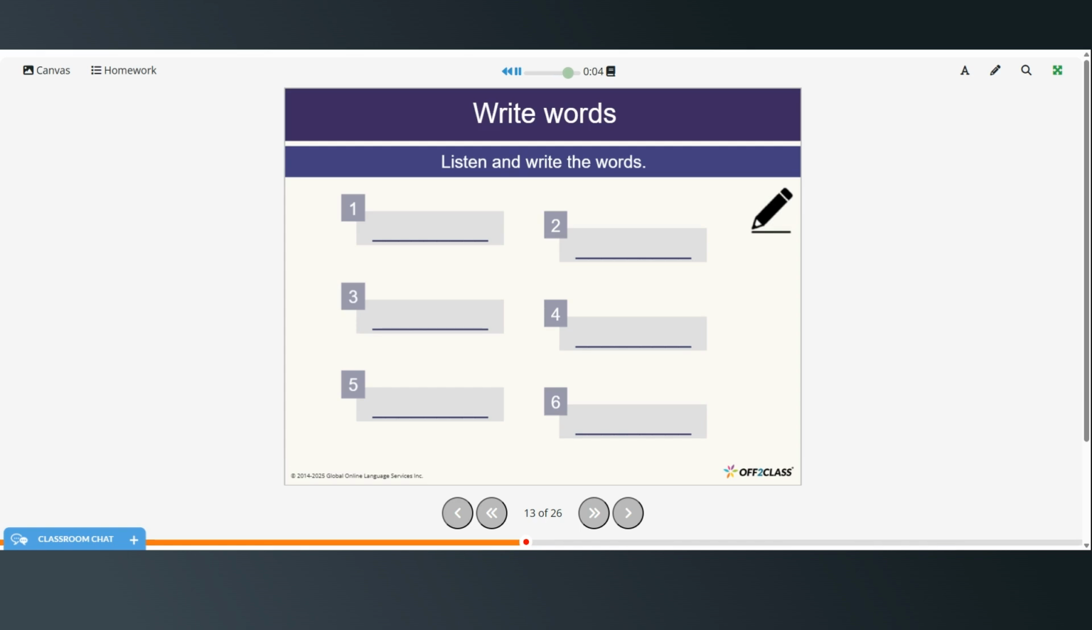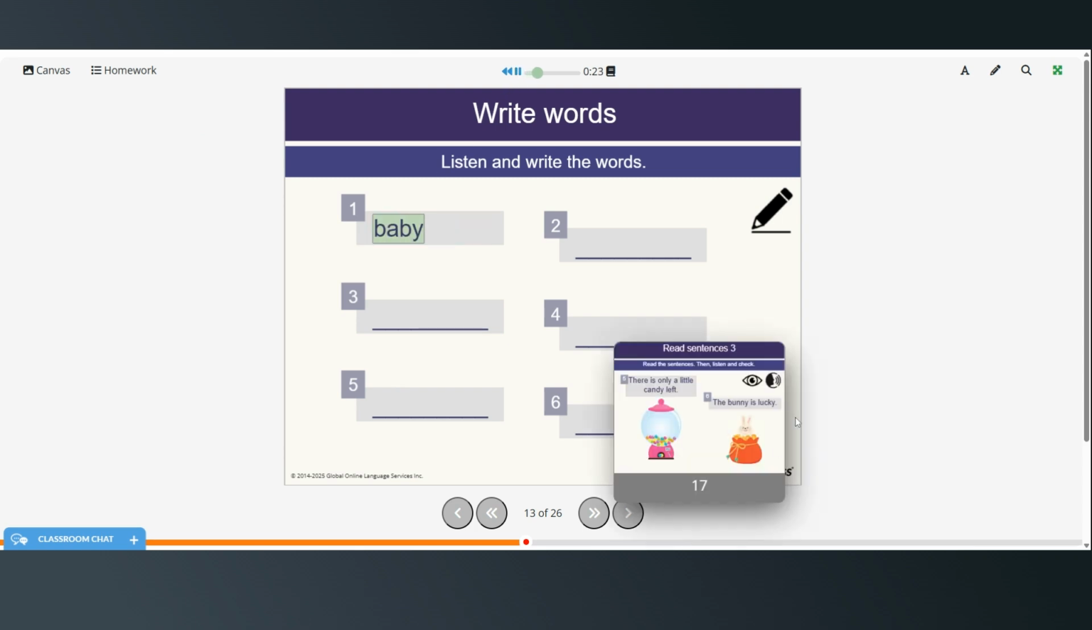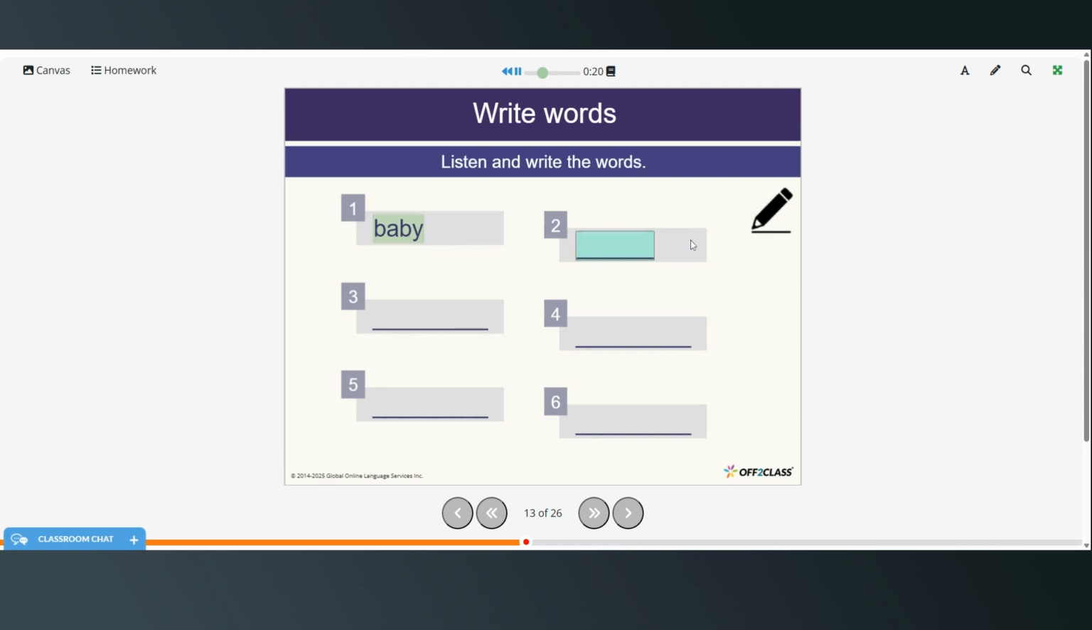Baby, bunny, baby, sunny, try, sky, baby, bunny.